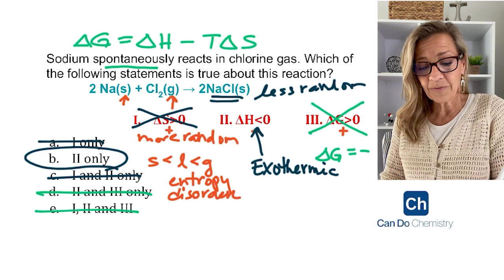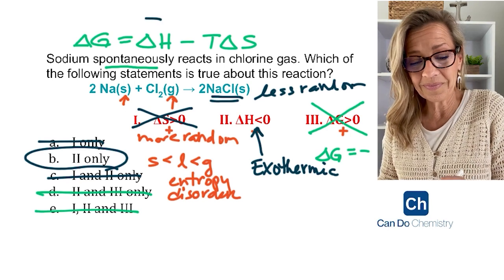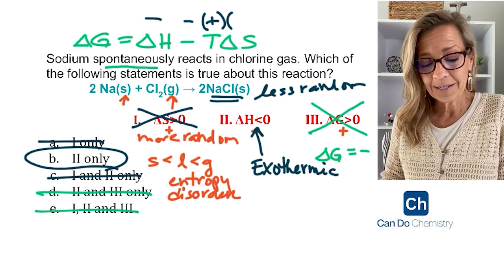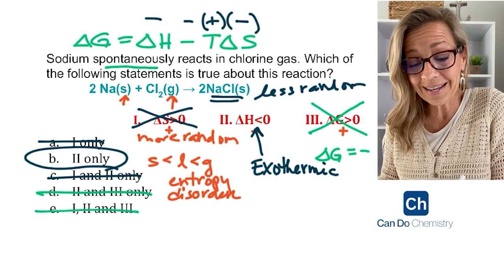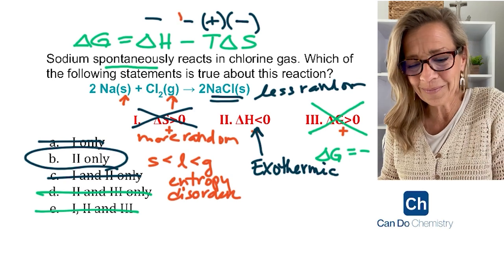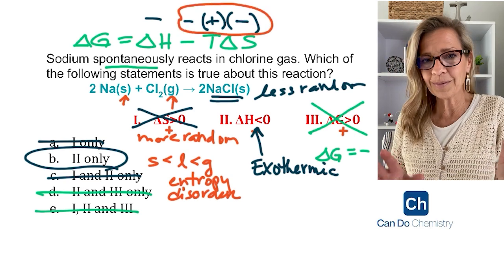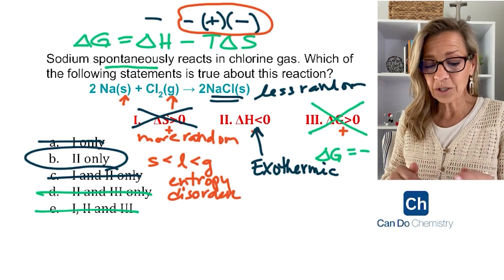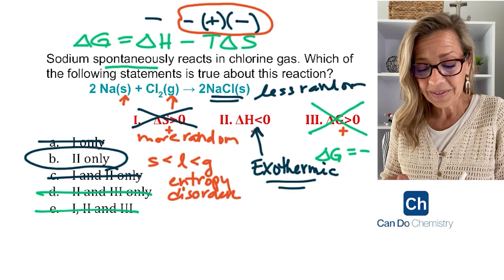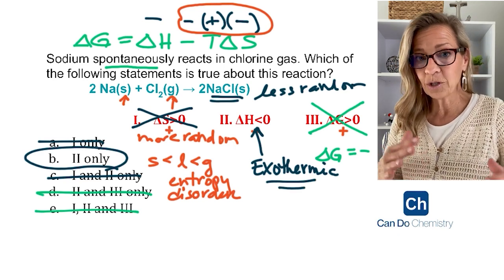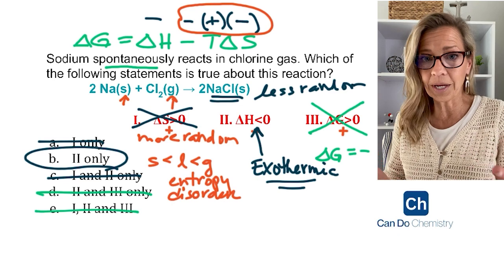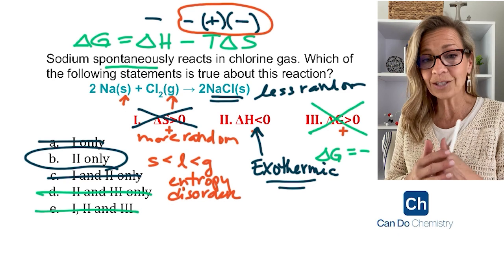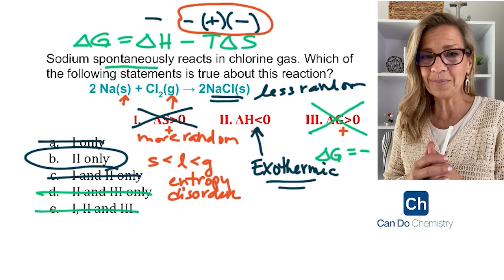If delta H is negative, okay, minus temperature, which is positive, times delta S, which is negative. Track with me here. This whole term right here, negative times negative, will be positive. So I know that enthalpy change has to be negative. Okay, it has to be exothermic because that entropy is working against us. So we know thermodynamically that this one is exothermic, and that's what drives the delta G to be negative.